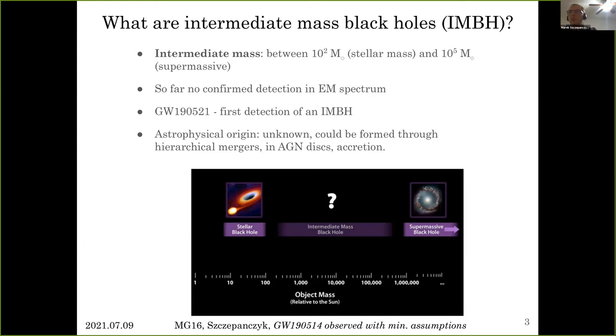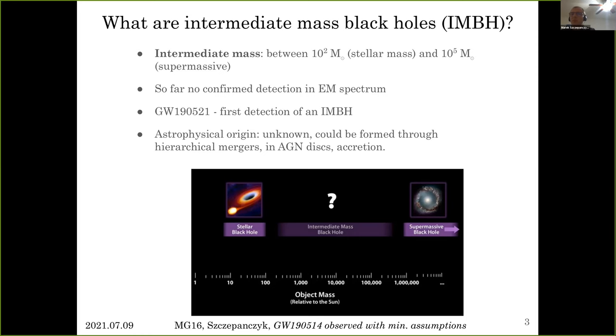These are very, very heavy black holes that are in the centers of the galaxies. And for those two, stellar mass and supermassive black holes, we have the observational evidence and now gravitational wave evidence for stellar mass black holes that they exist. But there's a huge gap between, and the black holes in that range are basically intermediate mass black holes. So GW190521 is actually the very first confident detection of an intermediate mass black hole. And this is my focus today. In general, we don't know exactly what the astrophysical origin of these intermediate mass black holes is. Can be some Kerr-Archimedes measures, some AGN disks, maybe accretion. There's a lot of interesting science that can be done with these intermediate mass black holes.